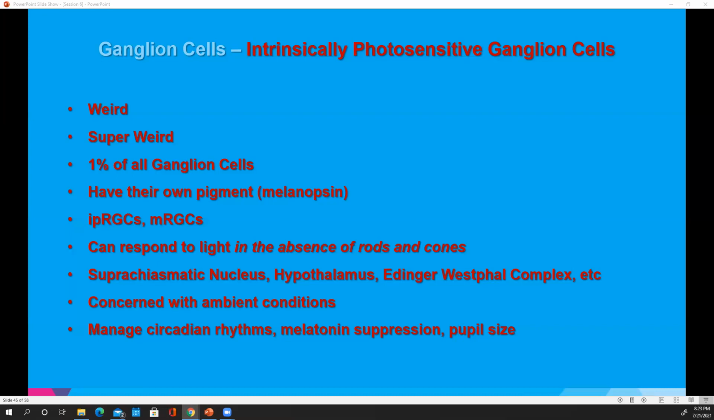Okay, so these guys are very important, and the major thing is melanopsin. They project to places that are not the LGN, like the Edinger-Westphal complex, hypothalamus, and suprachiasmatic nucleus.